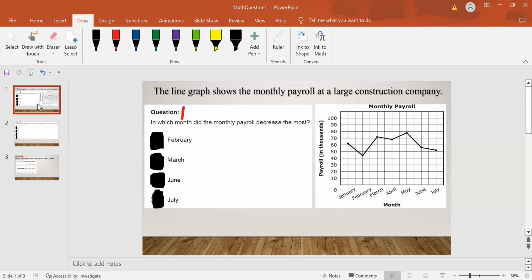So question 1, they say the line graph shows the monthly payroll at a large construction company. So we have the graph here on the right side, and the question is in which month did the monthly payroll decrease the most? This is a key word we need to understand.